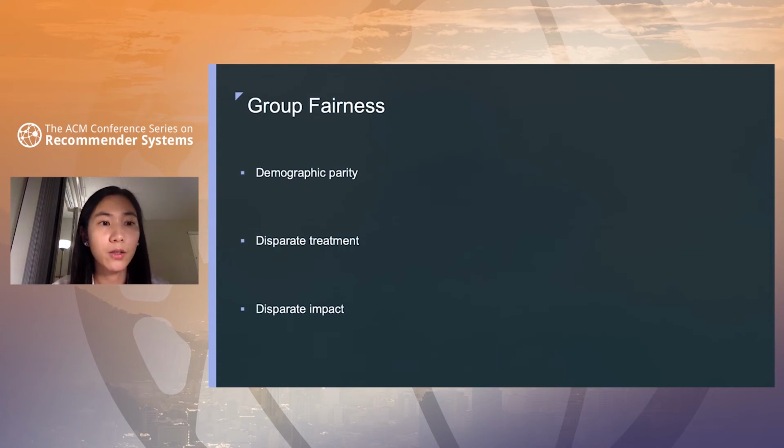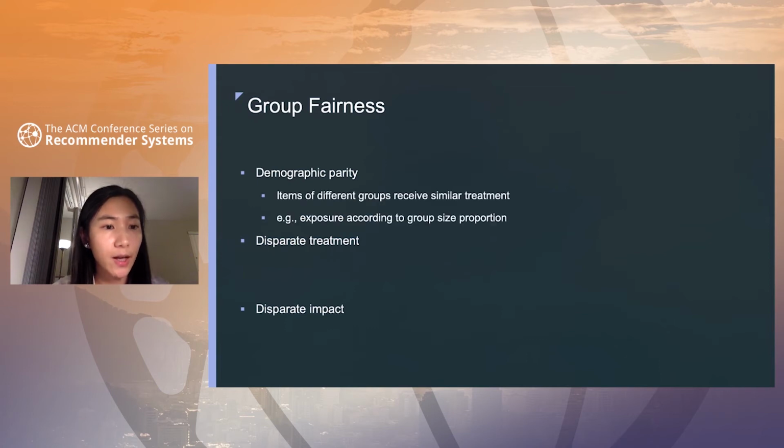When we talk about group fairness, there are 3 types of definitions. The first one, demographic parity, addresses items of different groups receiving similar treatment. In this case, we want to make exposure according to the group size proportion. For instance, if there are in fact 80% male CEOs and 20% female CEOs, then we want the result to reflect that there are 80 versus 20.